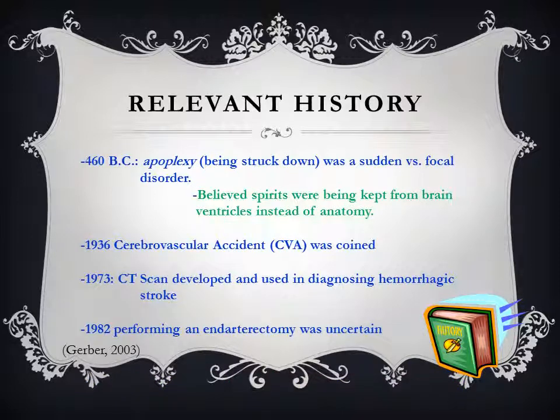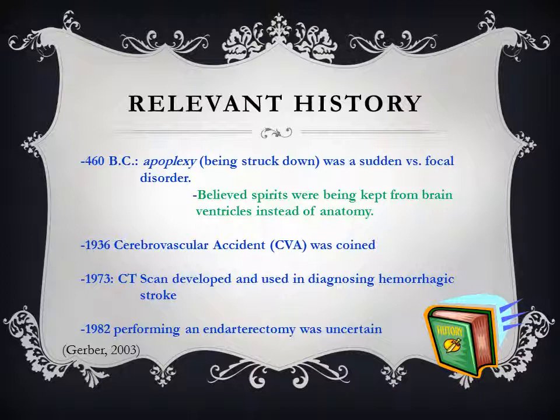The diagnosis and treatment of stroke has a long history, dating back to 460 BC, where apoplexy, known as being struck down, was a sudden versus focal disorder. It was believed that spirits were being kept from the brain ventricles instead of having an anatomy problem. In 1936, the cerebrovascular accident, or CVA, was coined, although many scientists don't use the term accident anymore because it was found there could be things done to prevent and treat a stroke.